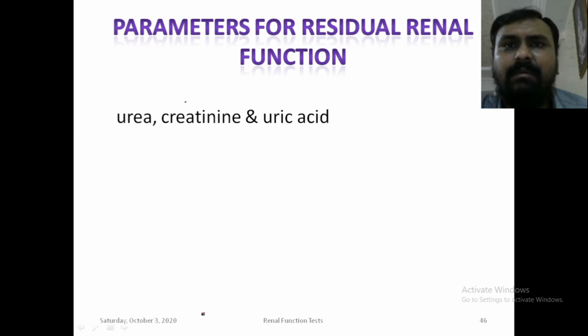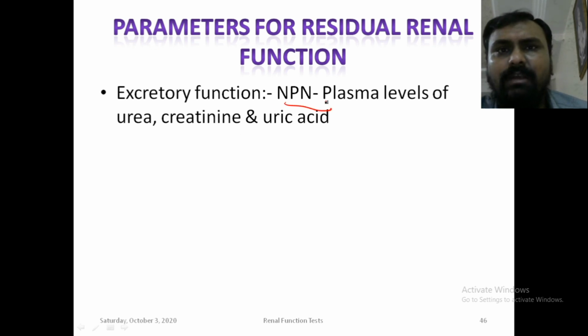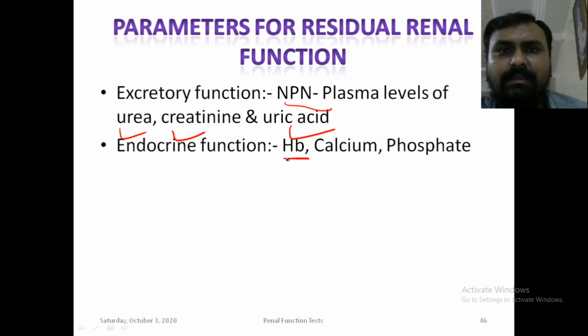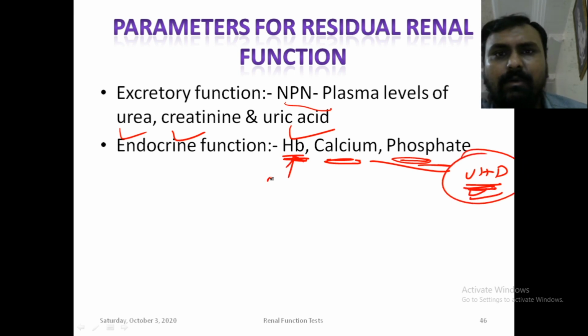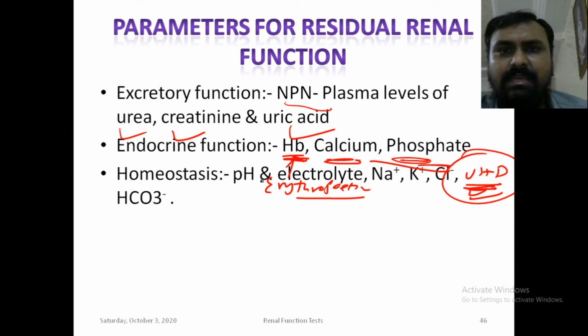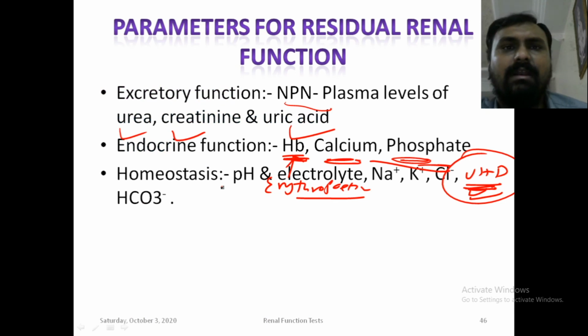So if we revise the parameters for residual renal function, the excretory function, like non-protein nitrogen and plasma levels of urea, creatinine, and uric acid, will all help us assess renal function. For endocrine function we can measure hemoglobin, calcium, and phosphate, because calcium and phosphate are related to vitamin D, and vitamin D is synthesized by the cells of the kidney. Hemoglobin and erythropoietin, so the hormonal function of the kidney we can assess by this also. Then homeostasis, like pH, electrolytes, sodium, potassium, chloride, bicarbonate, because the kidney maintains acid-base and water-electrolyte balance, so we can do these tests.